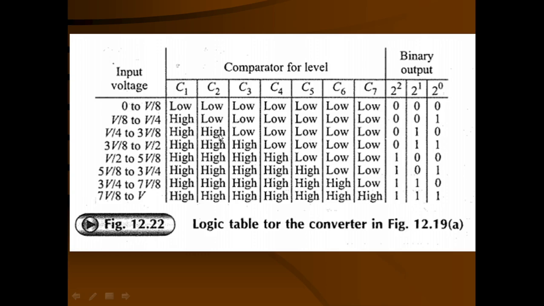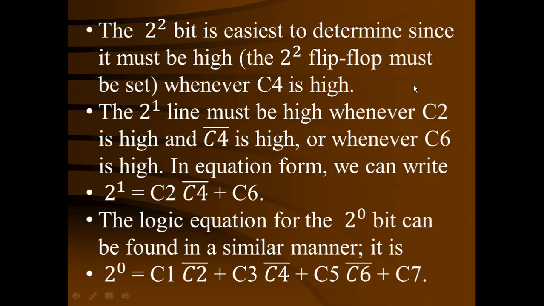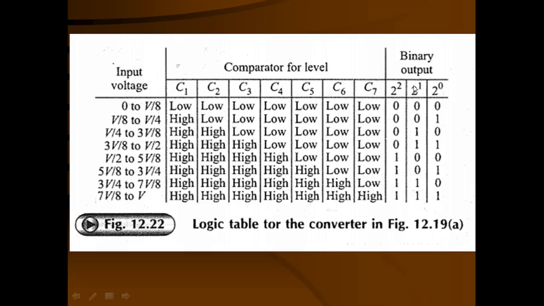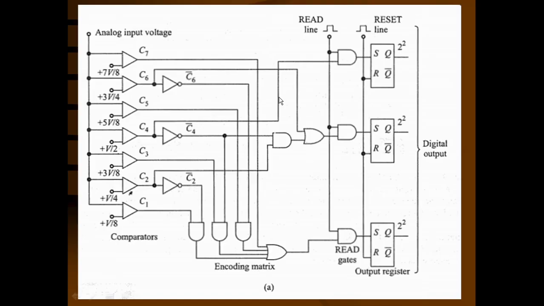So if we make a combination C2 and C4 bar, which is high for these combinations, then you require the 2 raised to 1 bit to be high. Simultaneously, when C6 is high for this combination as well as this combination, you require the 2 raised to 1 bit to be high. That means the circuit diagram for the encoding matrix is going to be connected like this.